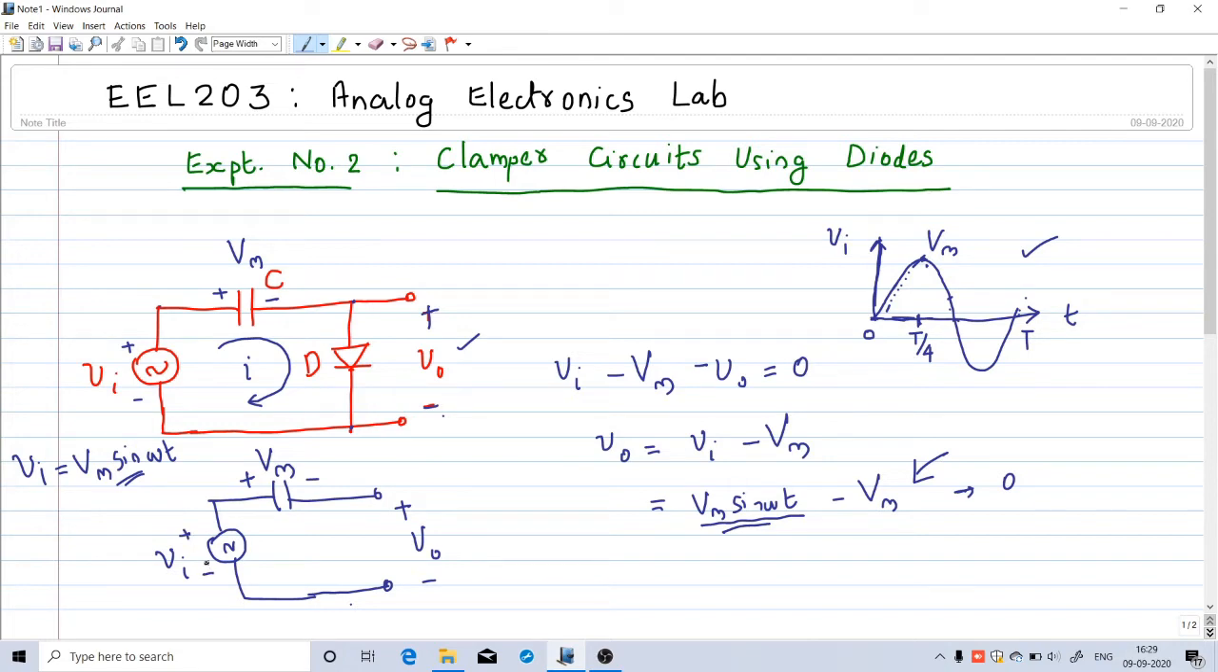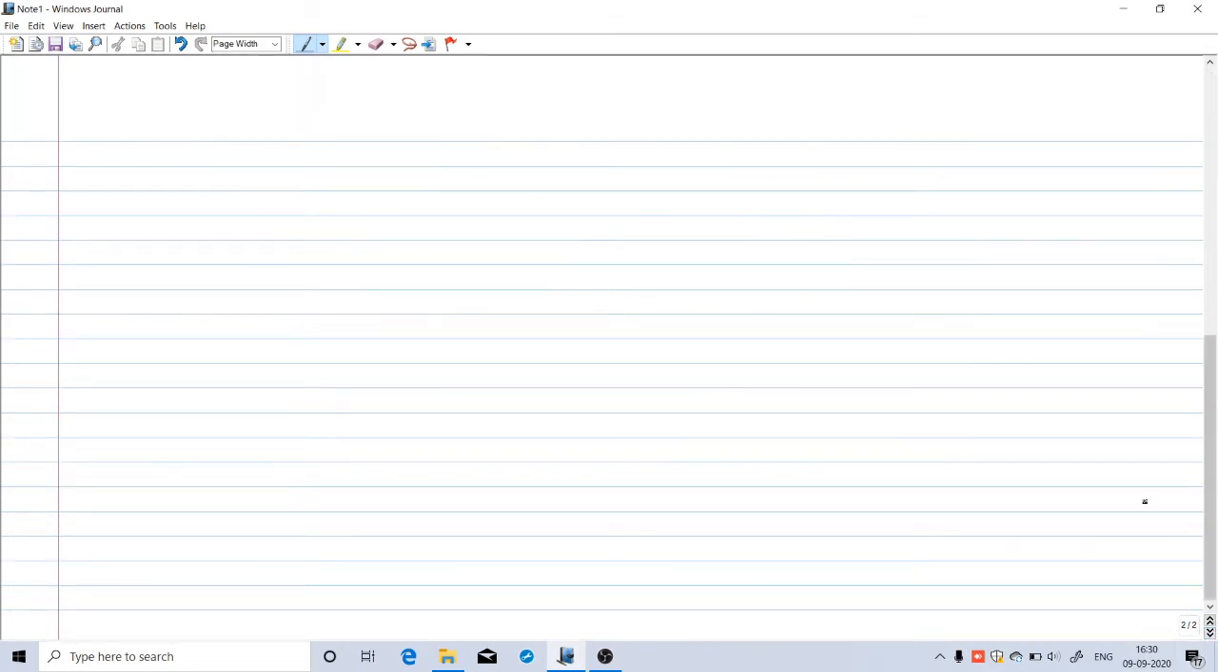This is Vm sin omega t, minus to plus. This is plus to minus Vm, so it is a drop. So our output voltage is the same as this, Vi minus Vm. Vi is this sinusoidal wave, so subtract Vm from that. So what will you get? We'll draw it in the next page.